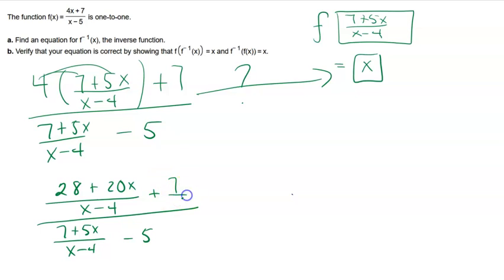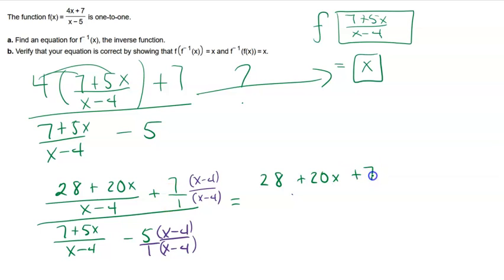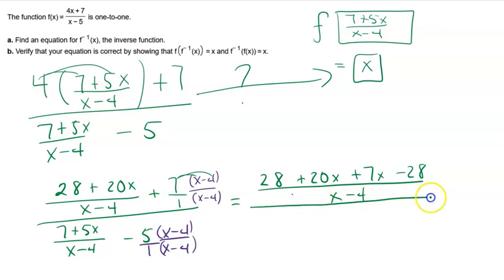Now again, I've got this 7 is over 1, so I need a common denominator, which is x minus 4. So I'm going to multiply this numerator and denominator by x minus 4. I'm going to do the same thing for this 5, because it is really 5 over 1, right? Now let's scoot to the right and see if we can get all this simplified. Hard to believe that this is all supposed to turn into x, but it's supposed to, so let's keep going. So I have 28 plus 20x, plus 7x, I'm distributing here, minus 28, and that's all over the common x minus 4.